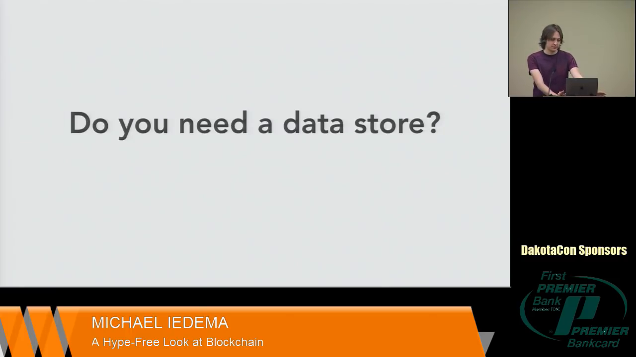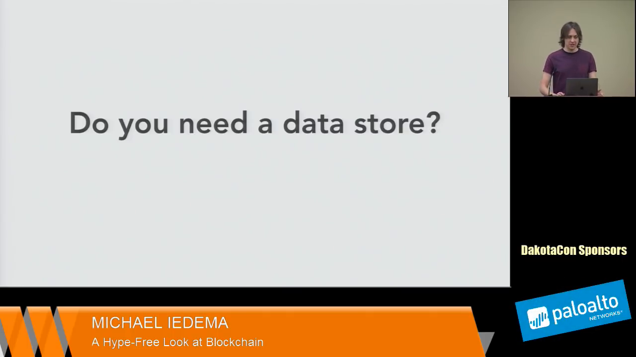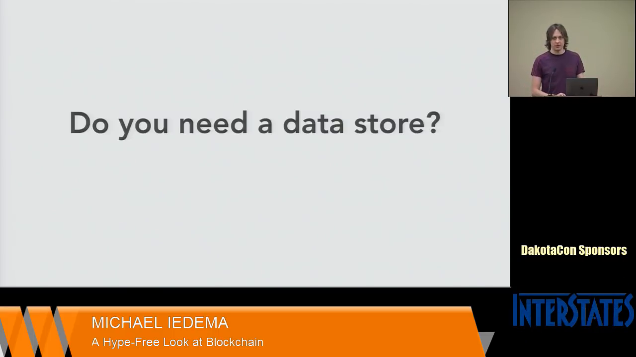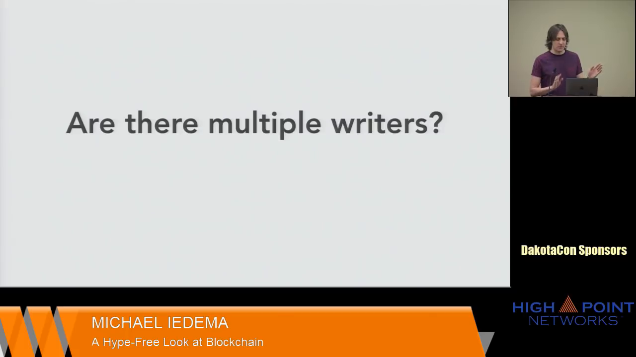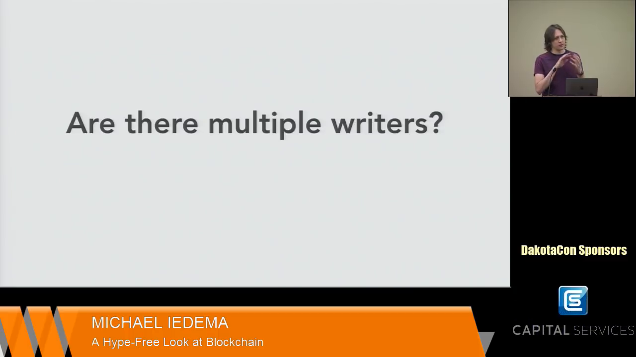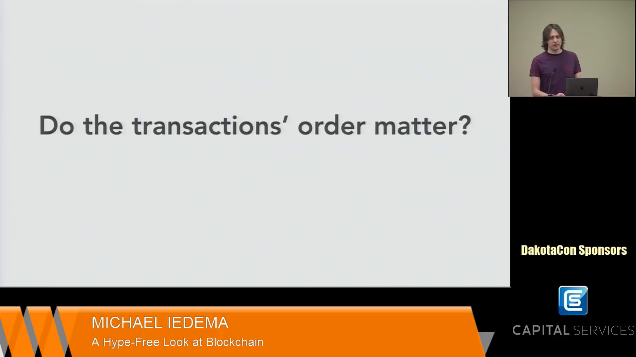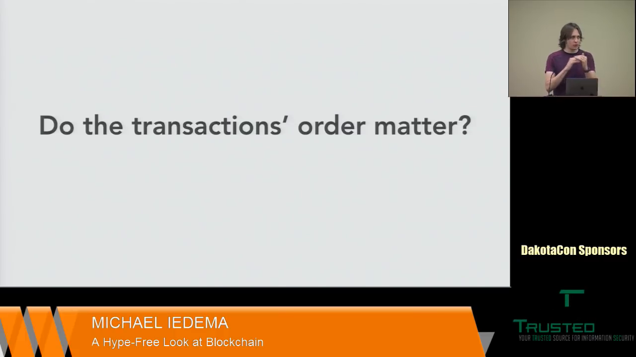Do you need a data store? If you don't need to store data, you don't need a blockchain. If everything is stateless and just kind of is like a processing application, you don't need blockchain. If you do need to store data, do you have multiple writers? If it's only one, who cares? Don't worry about it. Just write to your file and call it good. But are there multiple concurrent writers? Can they trip each other up? That's important to manage. And then, does the transaction order matter? If it doesn't, then you don't need it either, because the whole problem that it solves is ordering the transactions for multiple writers in a disparate network.